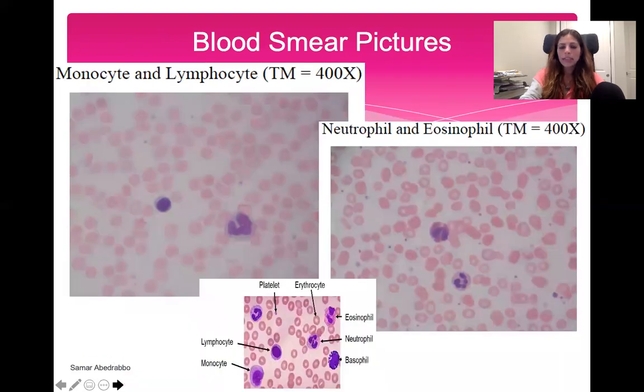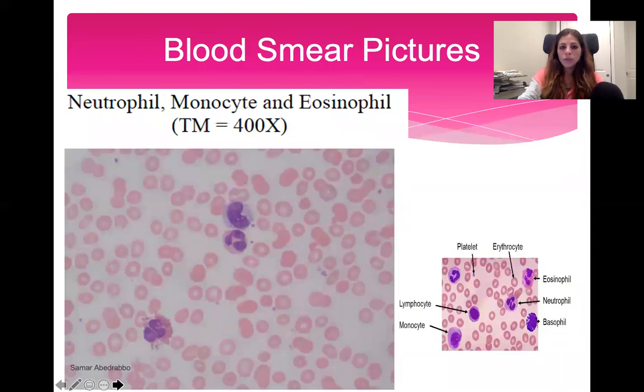Okay, and here is a monocyte and a lymphocyte. Remember, monocytes are the largest. So here's the lymphocyte, here's a monocyte. Here's a picture of a neutrophil and an eosinophil. So here they are, these two types of cells. And then here's a neutrophil, a monocyte, and an eosinophil. So right here, the one with multiple lobes. Okay, so the largest cell is the monocyte. Neutrophil is the one multi-lobed, and here is the eosinophil.